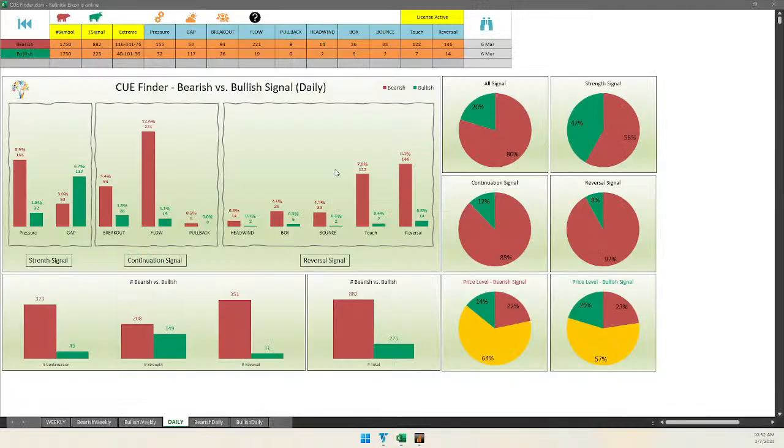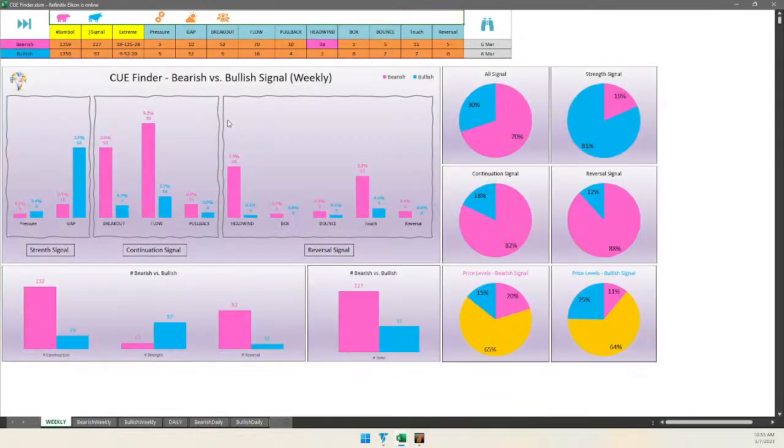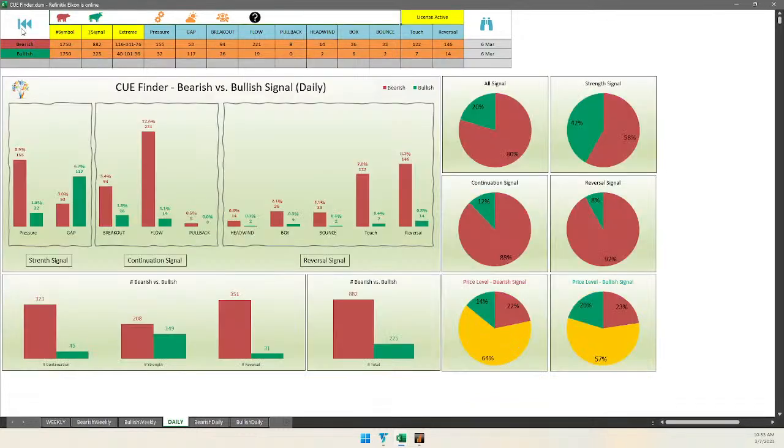QFinder is a unique tool that shows visually the technical breadth on the daily time frame as well as the weekly time frame. I'm navigating between daily and weekly technical breadth using these buttons on the left corner.